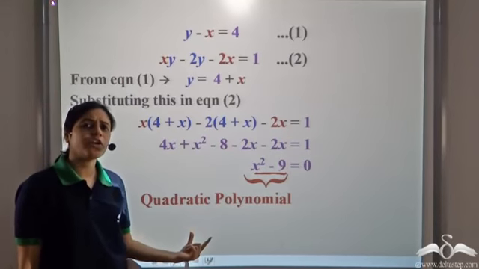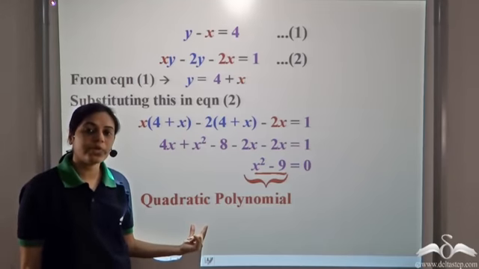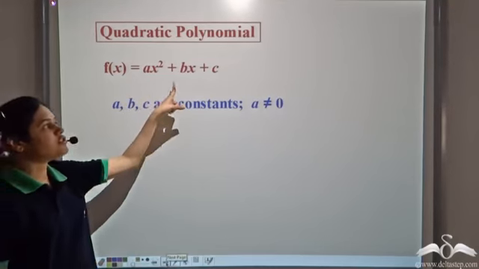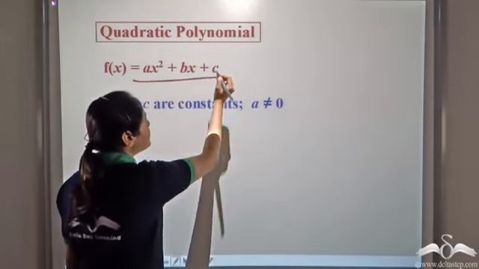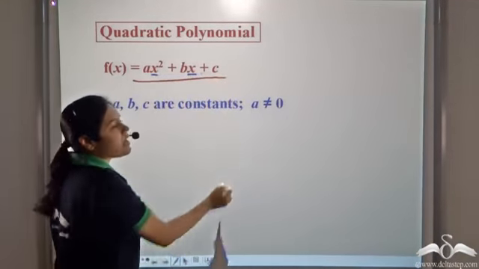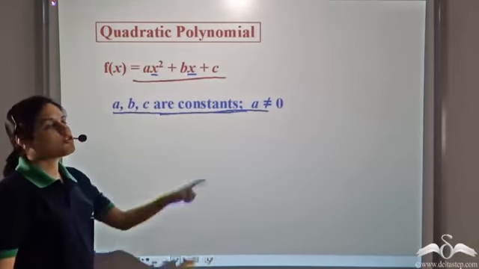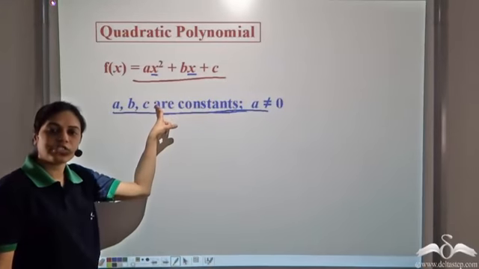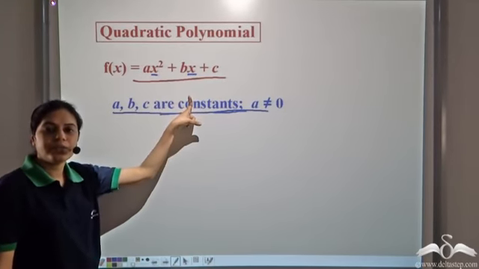Do you recall what are quadratic polynomials? Quadratic polynomials are the polynomials of degree 2. So the general form of a quadratic polynomial in one variable is given by this. Here the variable is x and a, b and c are the constants. So x is the variable, a, b and c are the constants here. This is a quadratic polynomial in one variable.